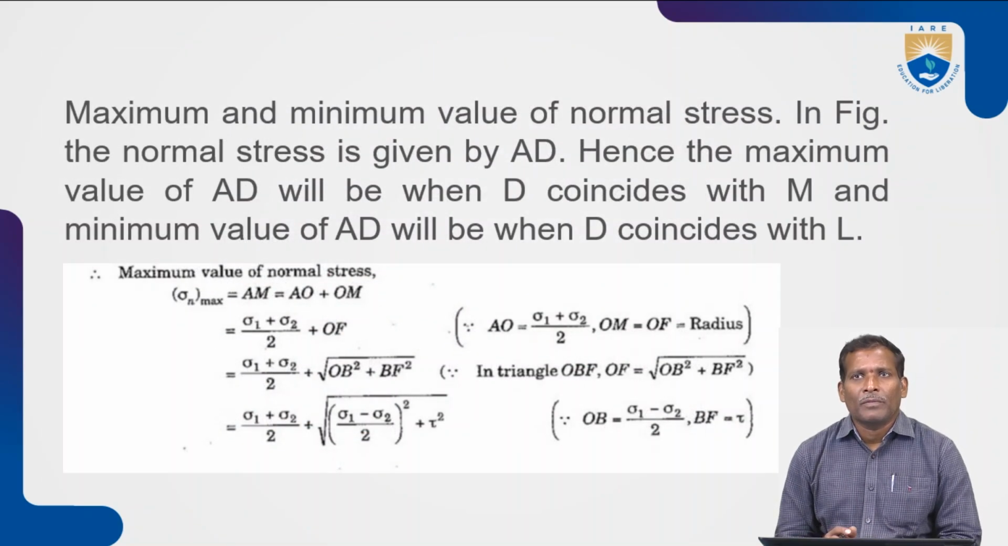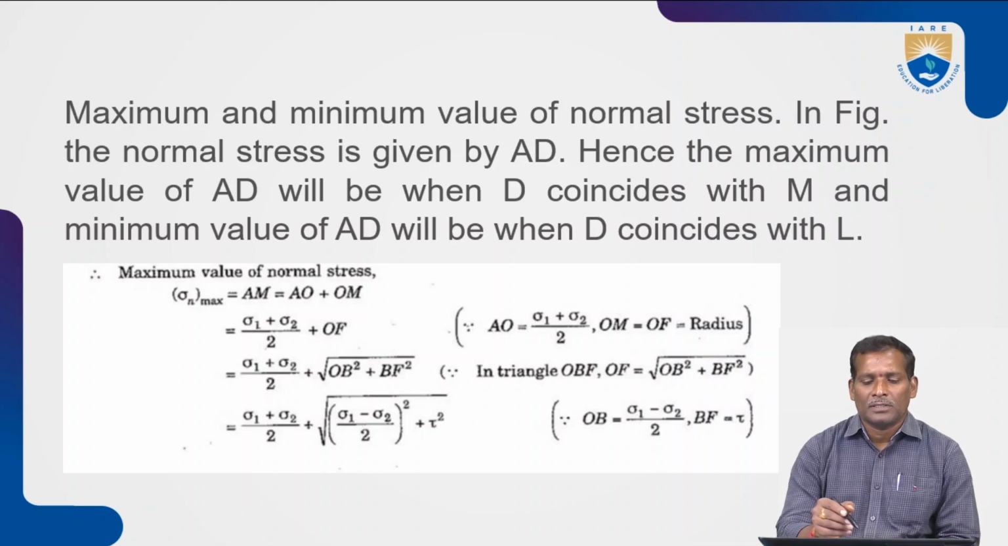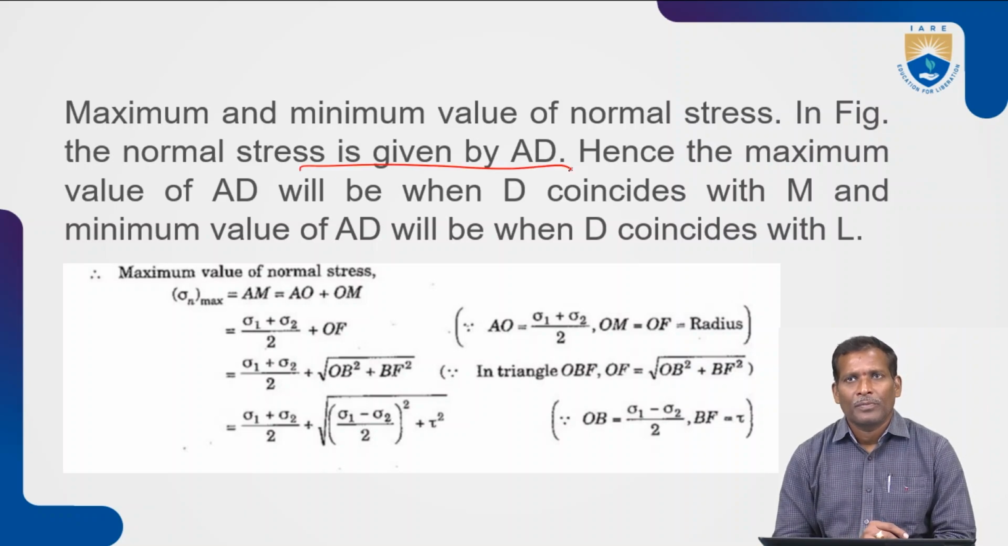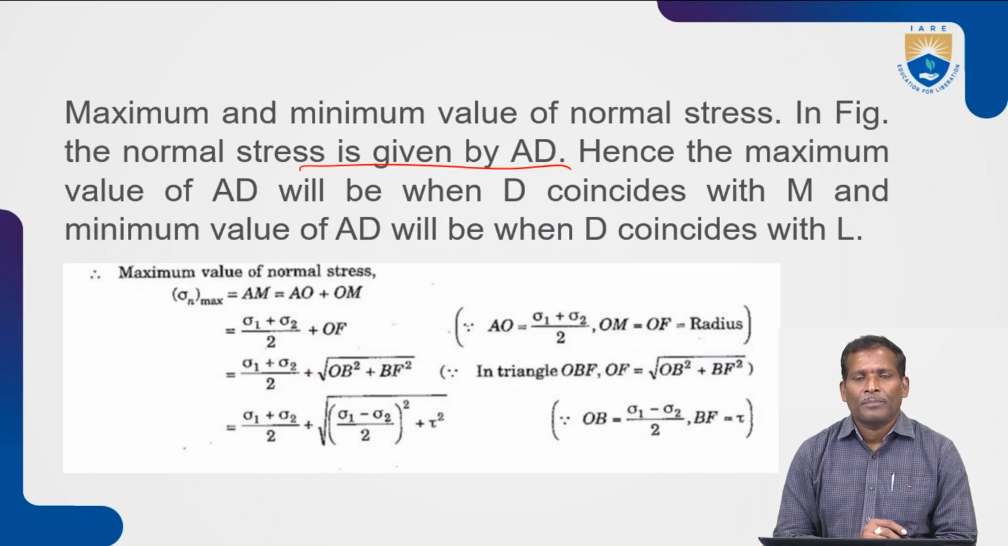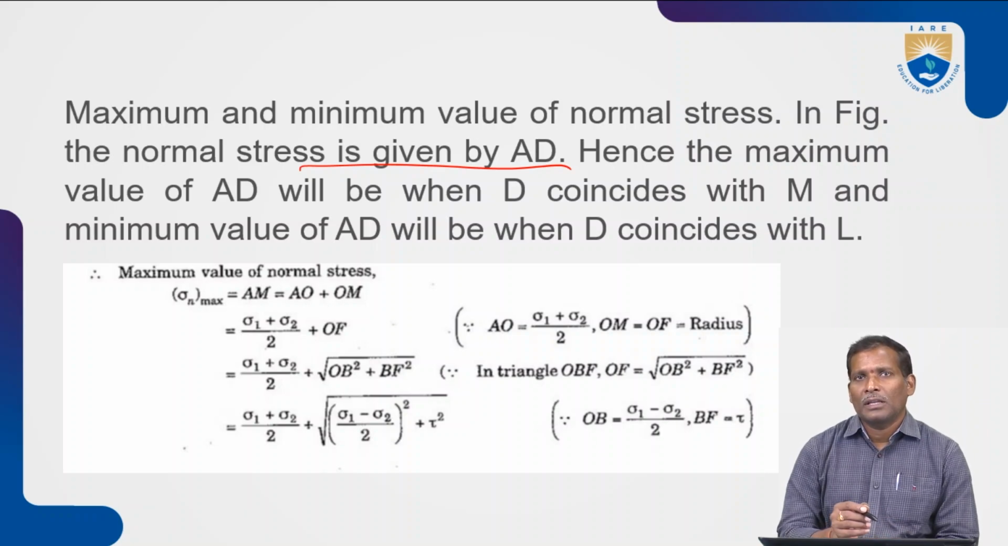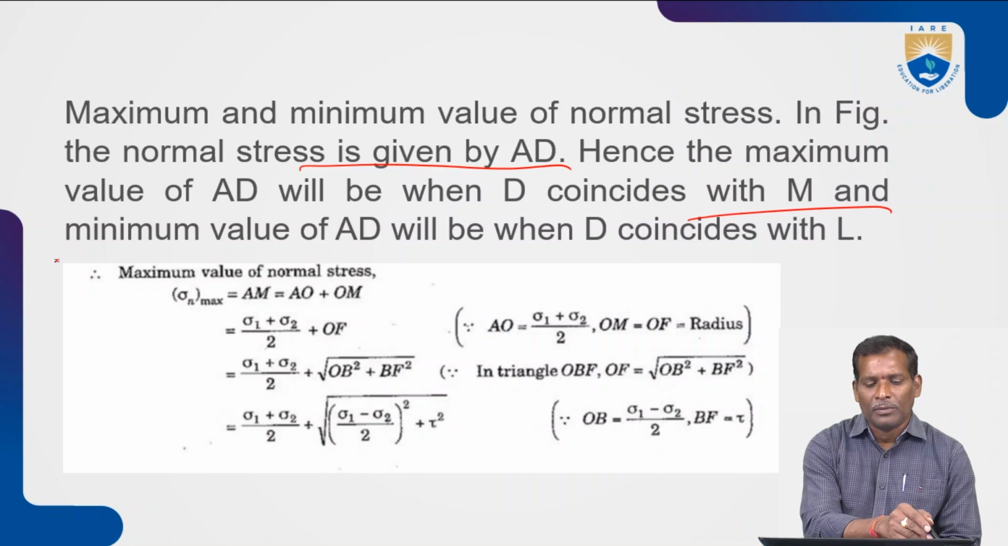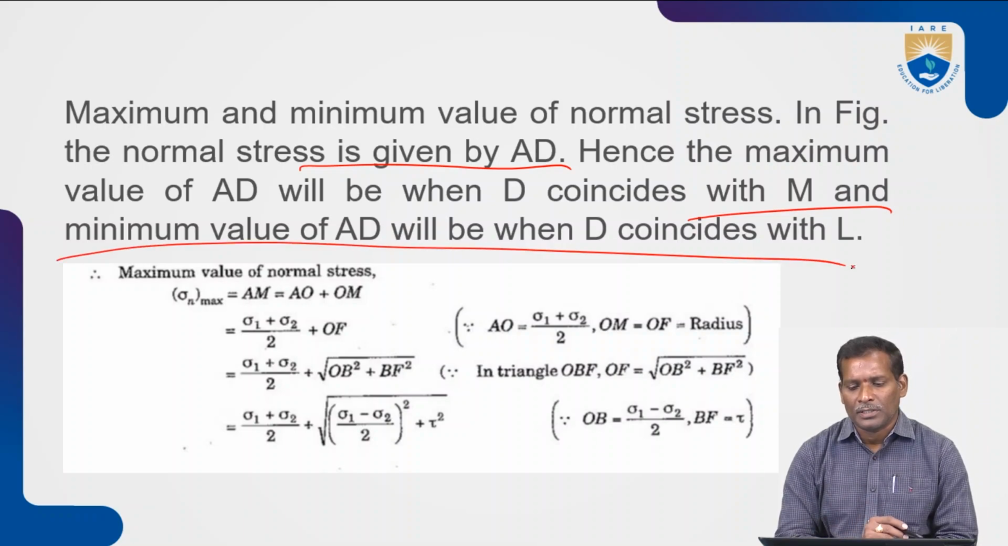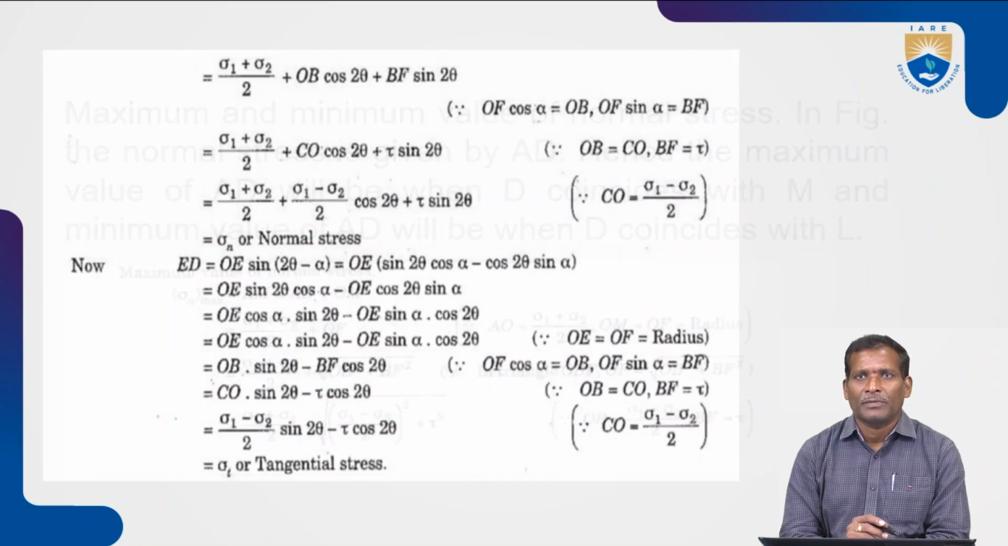So the maximum and minimum values of normal stress. In a Mohr circle, the normal stress is given by AD. Already we have derived. Hence the maximum value of AD will be when D coincides with M, and minimum value of AD will be when D coincides with L.